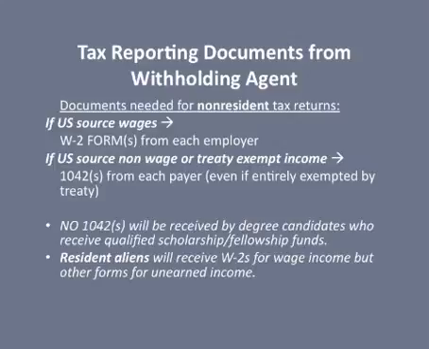He or she should also have received a 1042-S from each payer of non-wage U.S. source income, including any unqualified scholarship or fellowship funds that have been received. No 1042-S will be received if one's income is a qualified scholarship or fellowship fund and one is a degree candidate.